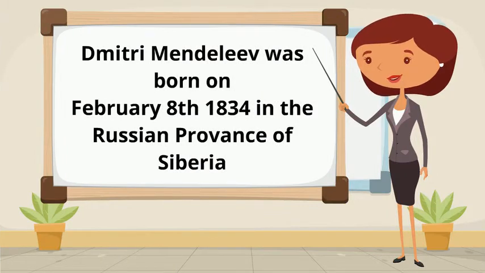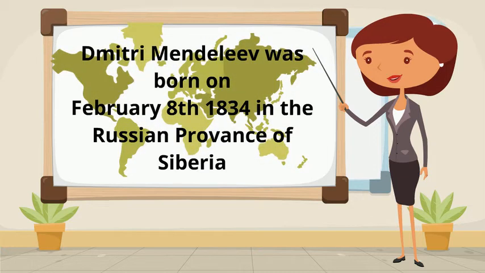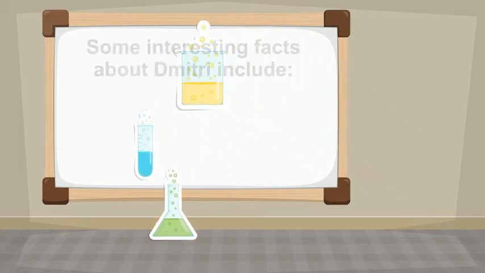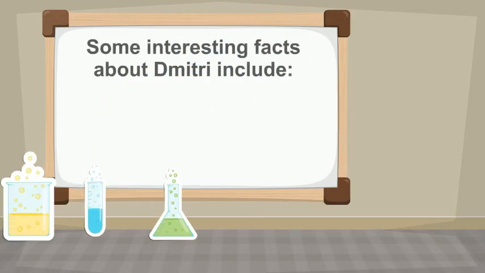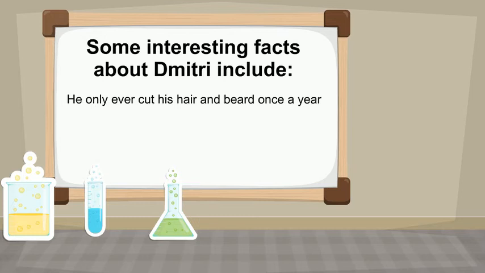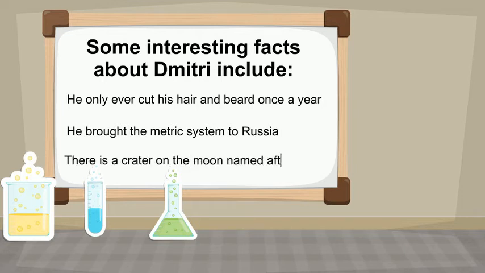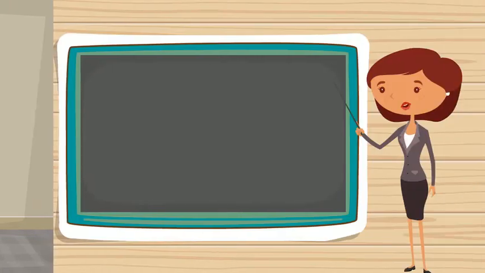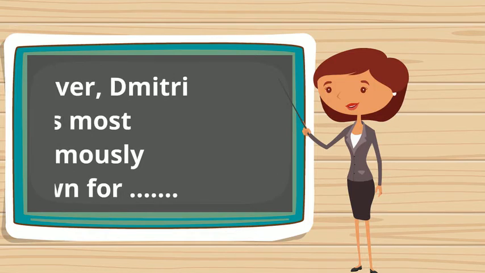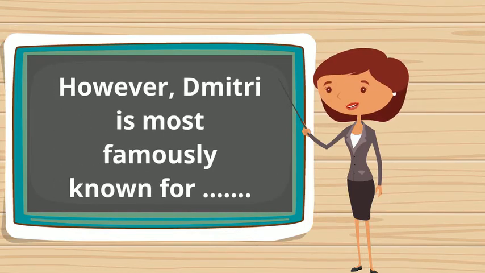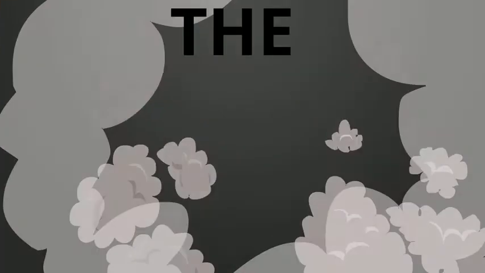Dmitri Mendeleev was born on the 8th of February 1834 in the Russian province of Siberia. Some interesting facts about the scientist include: he only ever cut his hair and beard once a year, he brought the metric system to Russia, and there is a crater on the moon named after him. However, Dmitri is most famously known for the periodic table.